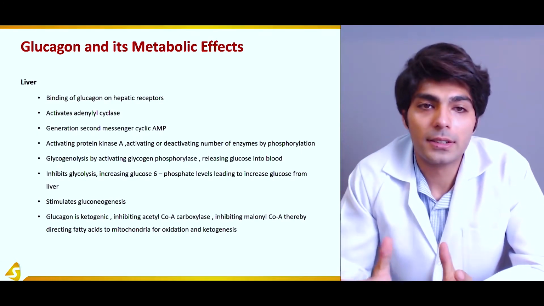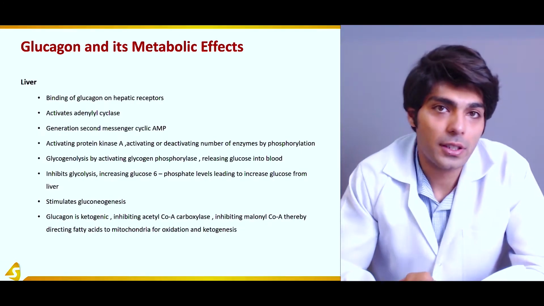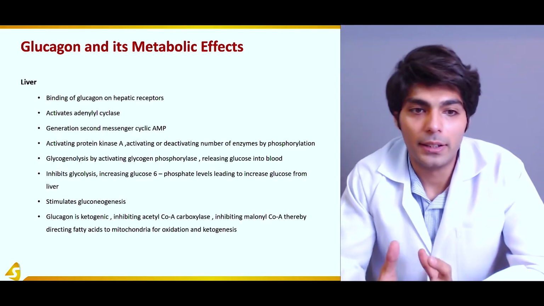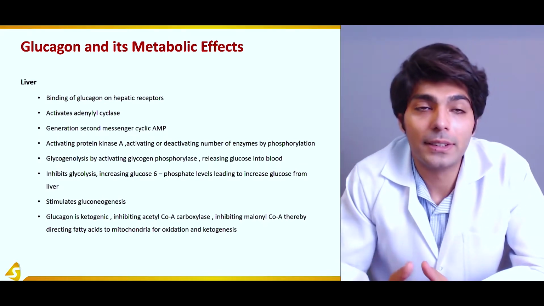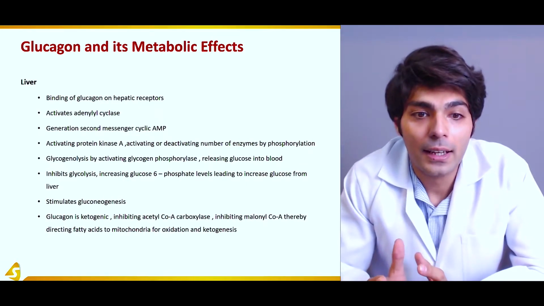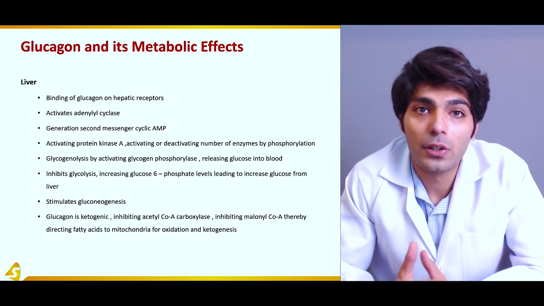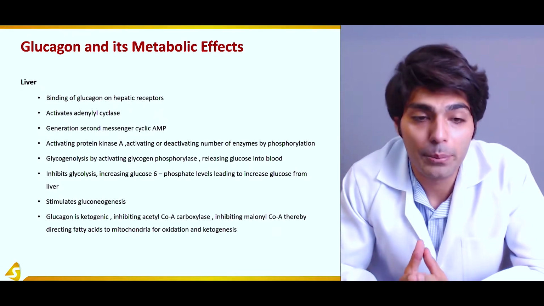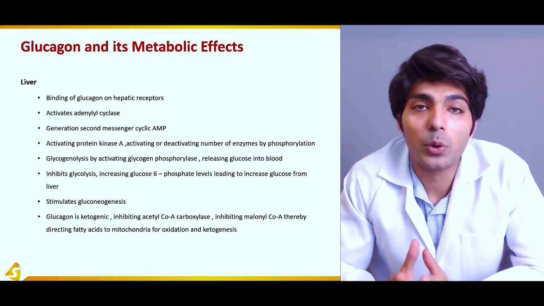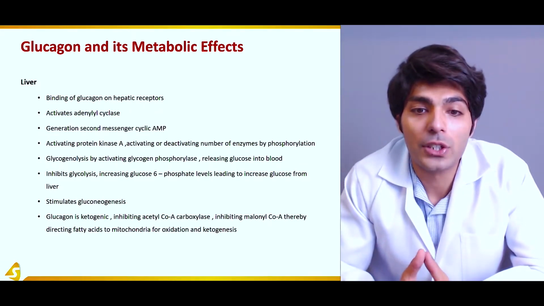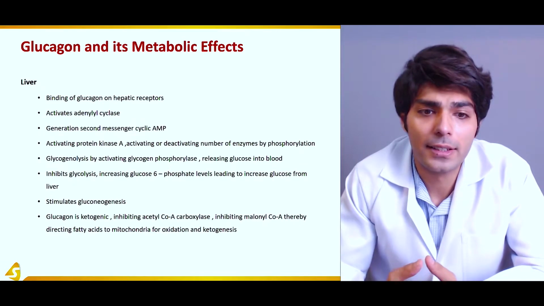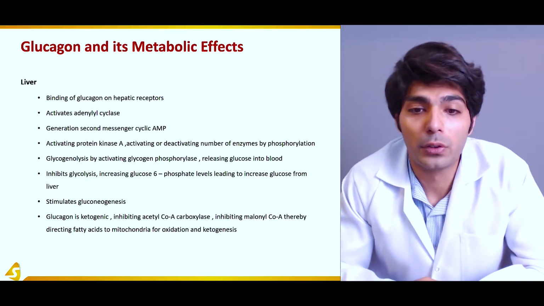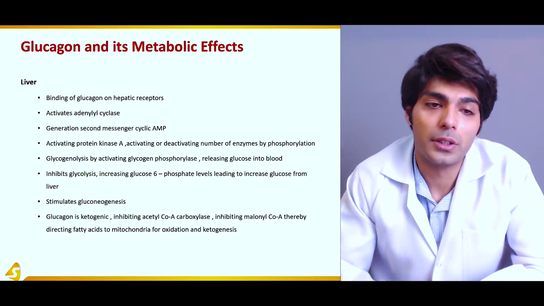So now we're going to discuss the metabolism in the liver. There's a binding of glucagon on the hepatic receptors. They activate the adenyl cyclase. There's a generation of second messenger cyclic AMP, activating protein kinase A, which phosphorylates a number of enzymes. There's glycogenolysis by activating glycogen phosphorylase, releasing glucose into the blood.